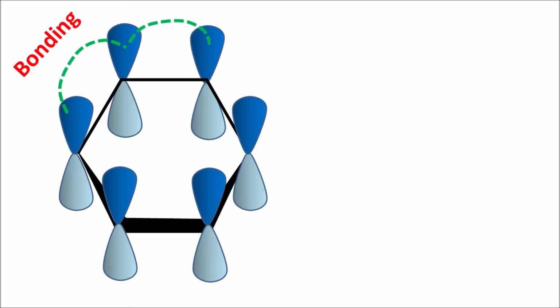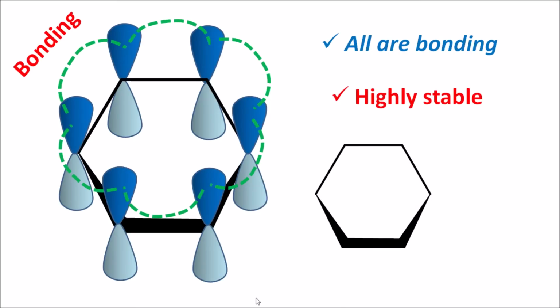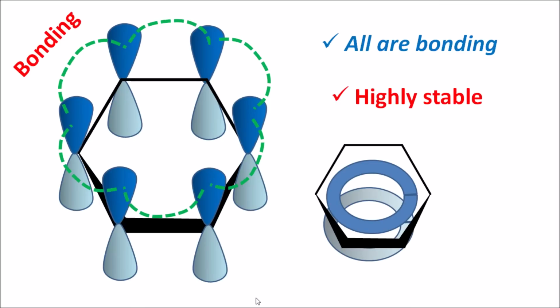Similarly, the second pair can undergo bonding interaction because similar lobes are on the same side. Similarly, the third pair can undergo bonding interaction. 4th, 5th, 6th. In this way, all the p orbitals can undergo bonding interaction. So in this orientation, all are bonding interactions. Since it has 6 bonding interactions, this molecular orbital is highly stable. So we can represent this as a pi cloud above as well as below the ring, which is uniformly delocalized. So it is a stable bonding molecular orbital. Let us indicate this molecular orbital with the symbol psi1, and it is a bonding molecular orbital.